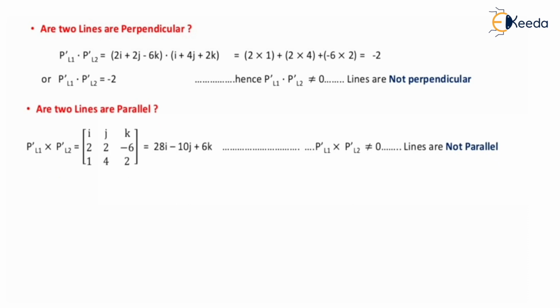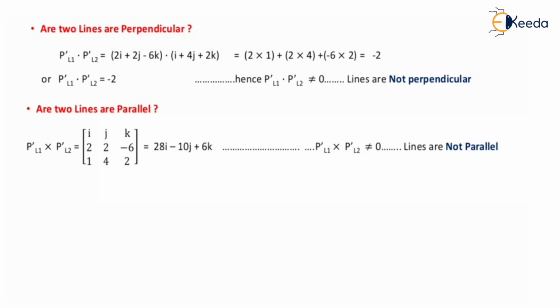Are the lines parallel? We have to check it. So pl1 dash cross pl2 dash, we have to check the cross product, i j k, 2 2 minus 6, 1 4 2. What do we get if we do the cross product? How do we do the cross product? Everybody, I think, knows that. First i, then we take 2 into 2 minus 4 into minus 6, that is minus 24. So minus minus becomes plus. So 4 plus 24, 28i.